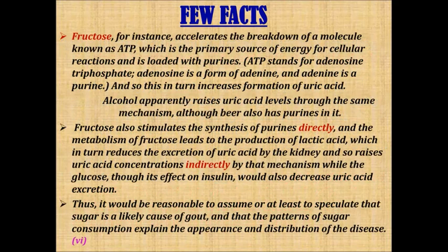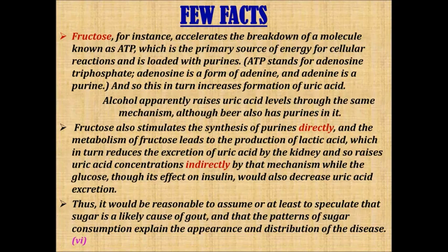Fructose, for instance, accelerates the breakdown of a molecule known as ATP, which is the primary source of energy for cellular reaction and is loaded with purines. ATP stands for adenosine triphosphate. Adenosine is a form of adenine and adenine is a purine, and so this in turn increases formation of uric acid. Alcohol apparently raises uric acid level through the same mechanism, although beer also has purines in it.